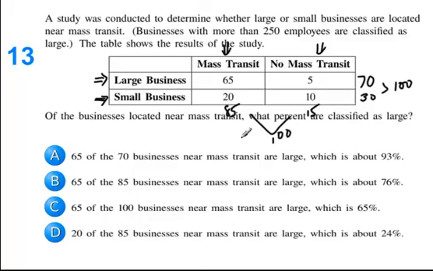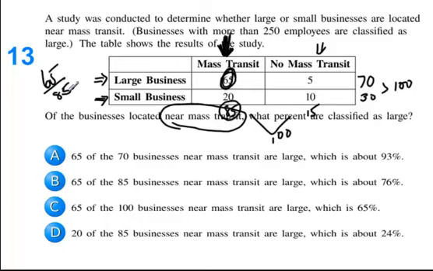So now we use our words. What are they actually asking us to check? Of the businesses located near mass transit. So I'm only using this column right here. What percent are classified as large? Well, here's our large businesses that use mass transit. So I have 65 large businesses, and there were a total of 85 mass transit businesses. That's why it's important to get these totals at the beginning. So 65 out of 85 will give you your answer C, which is about 65%.